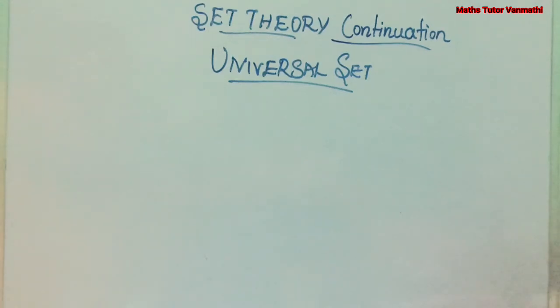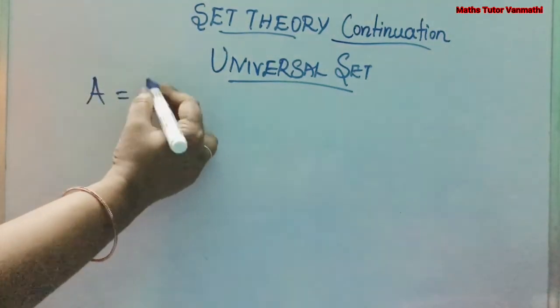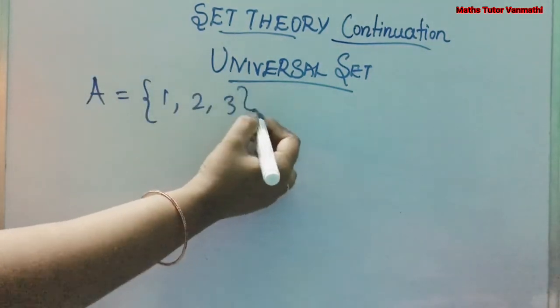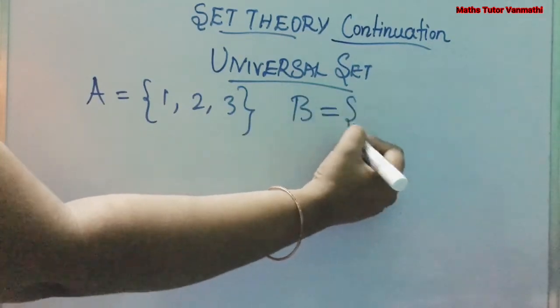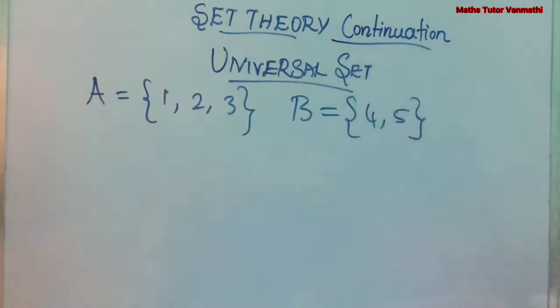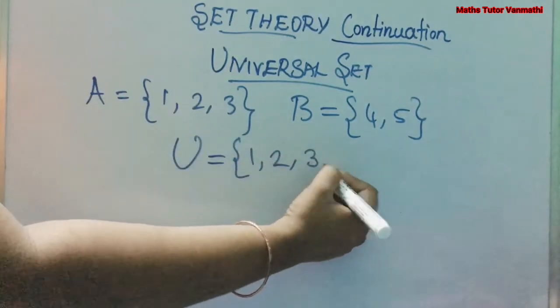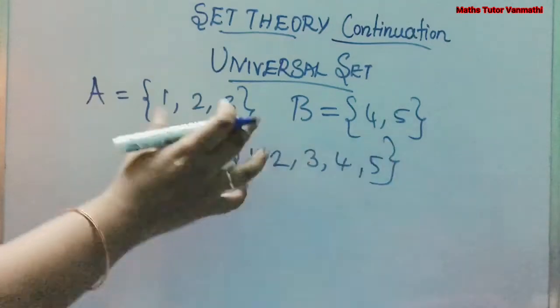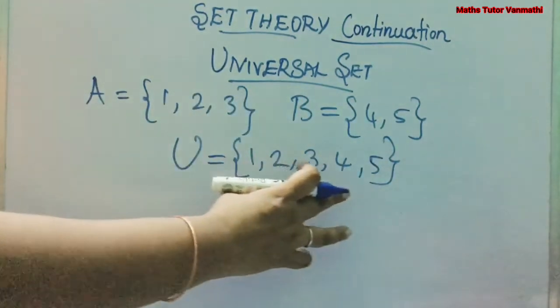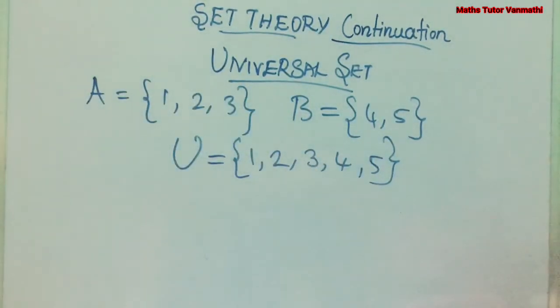Next, we can see what is meant by a universal set. A universal set is nothing but a set that contains all the elements. So if you take A as {1, 2, 3} and B as {4, 5}, the universal set U is {1, 2, 3, 4, 5}. Both the elements in A and B will be in the universal set. This is represented as U.